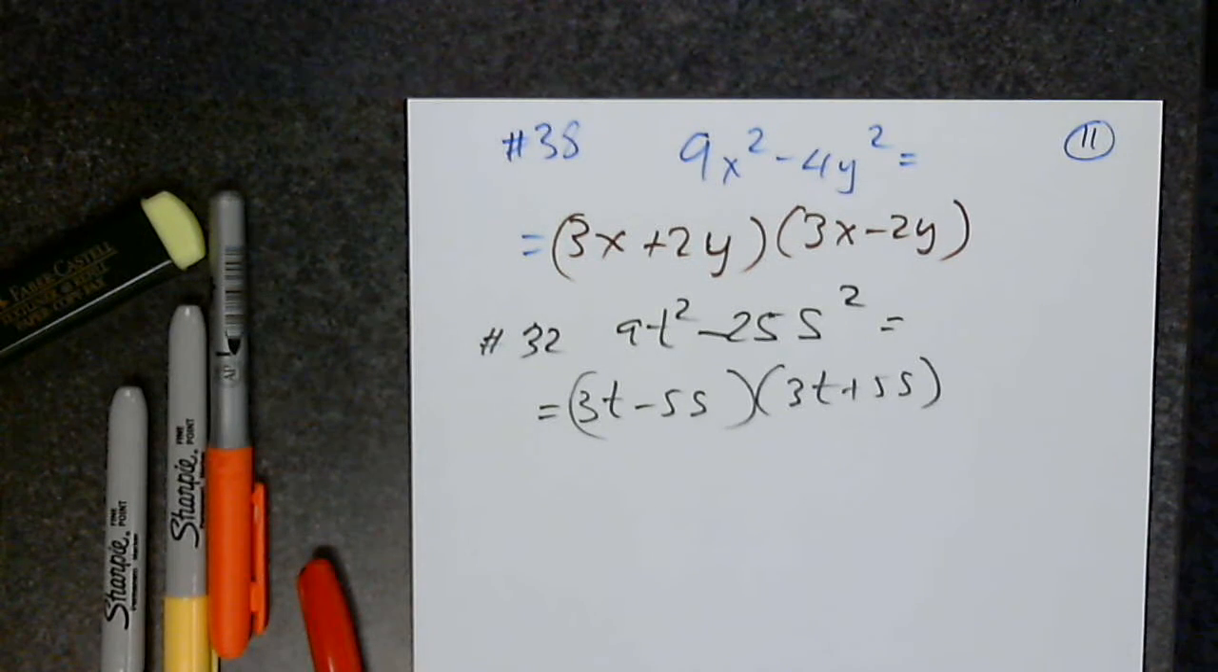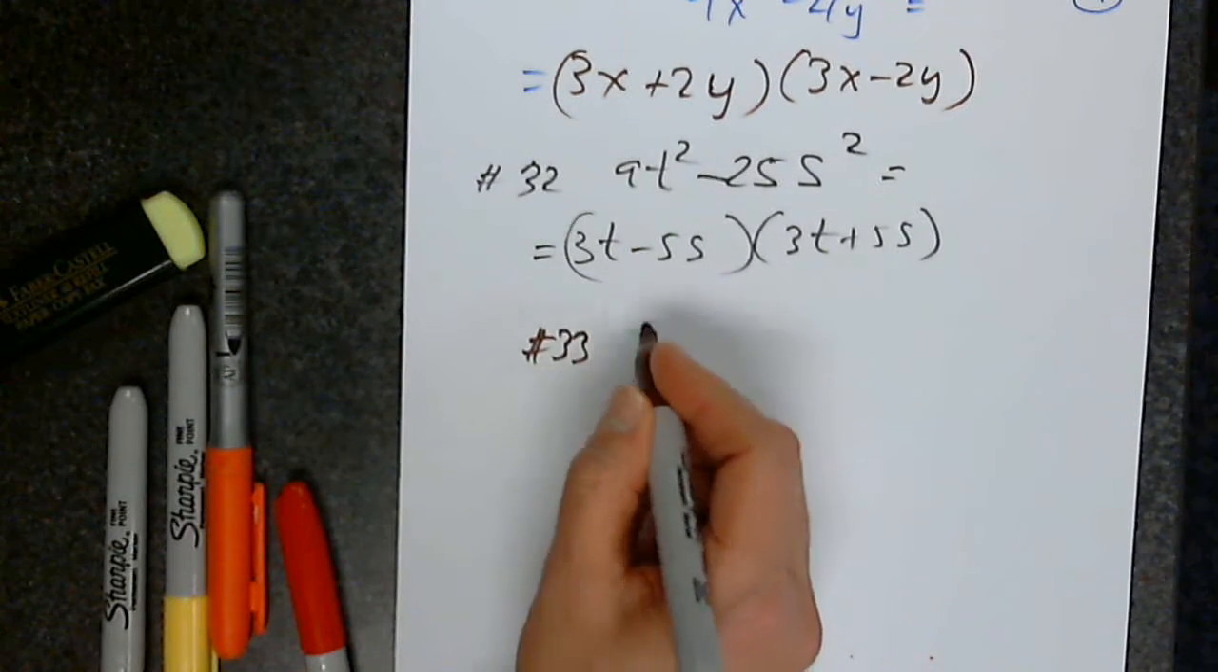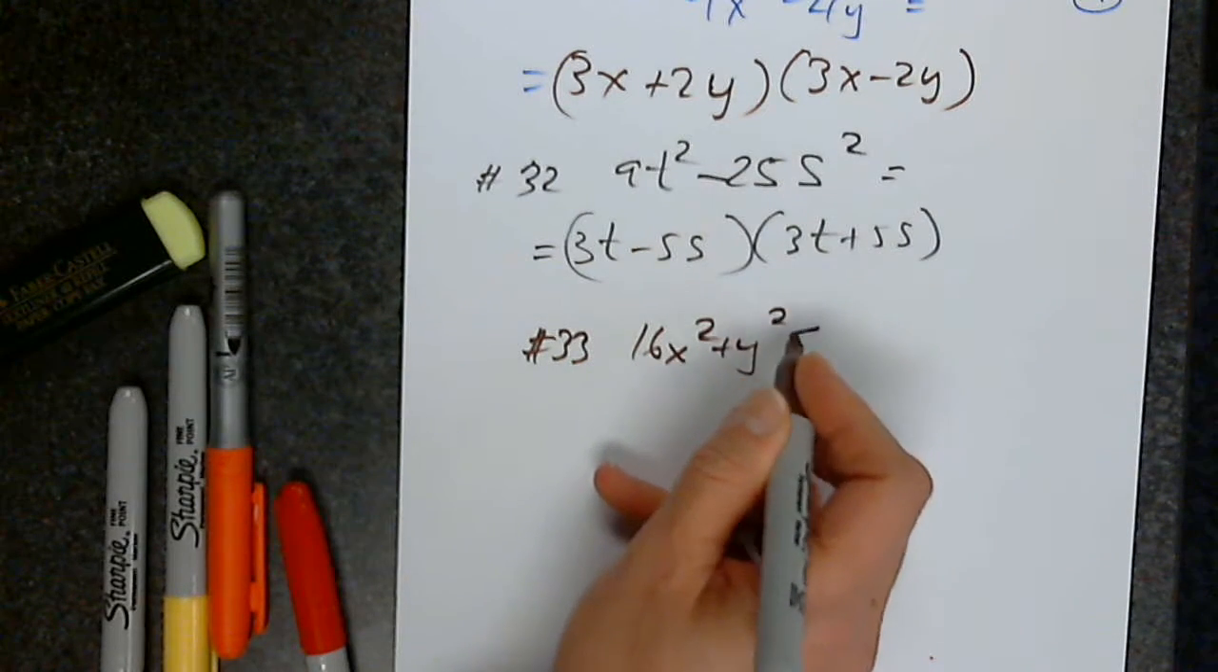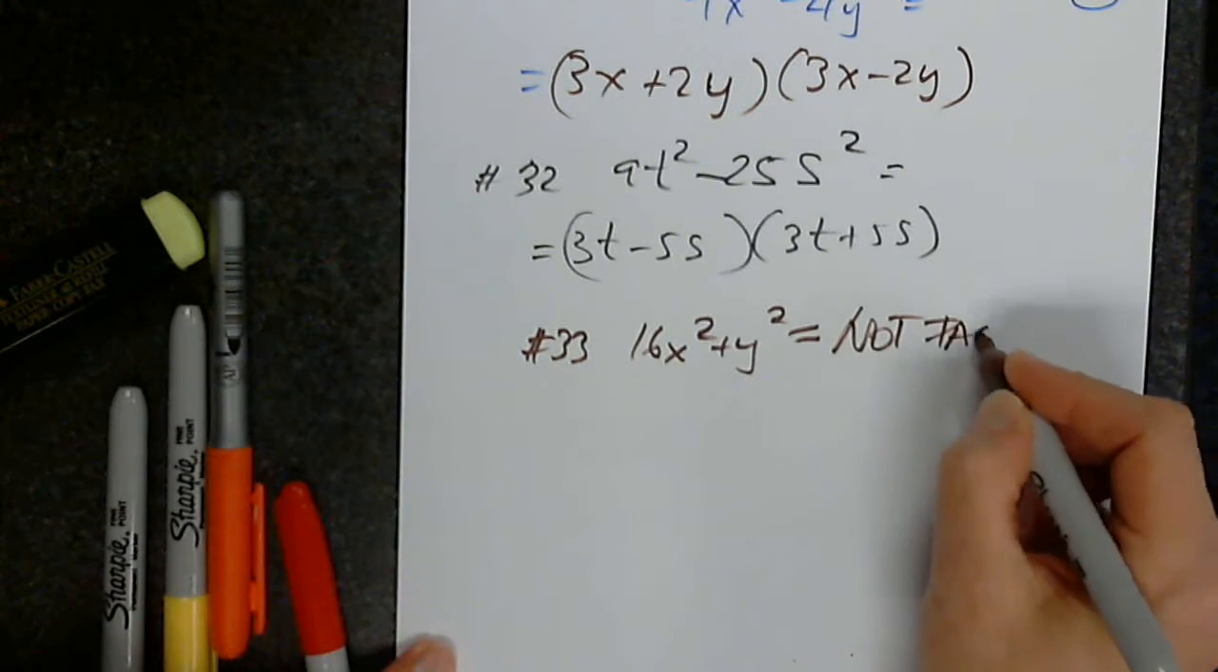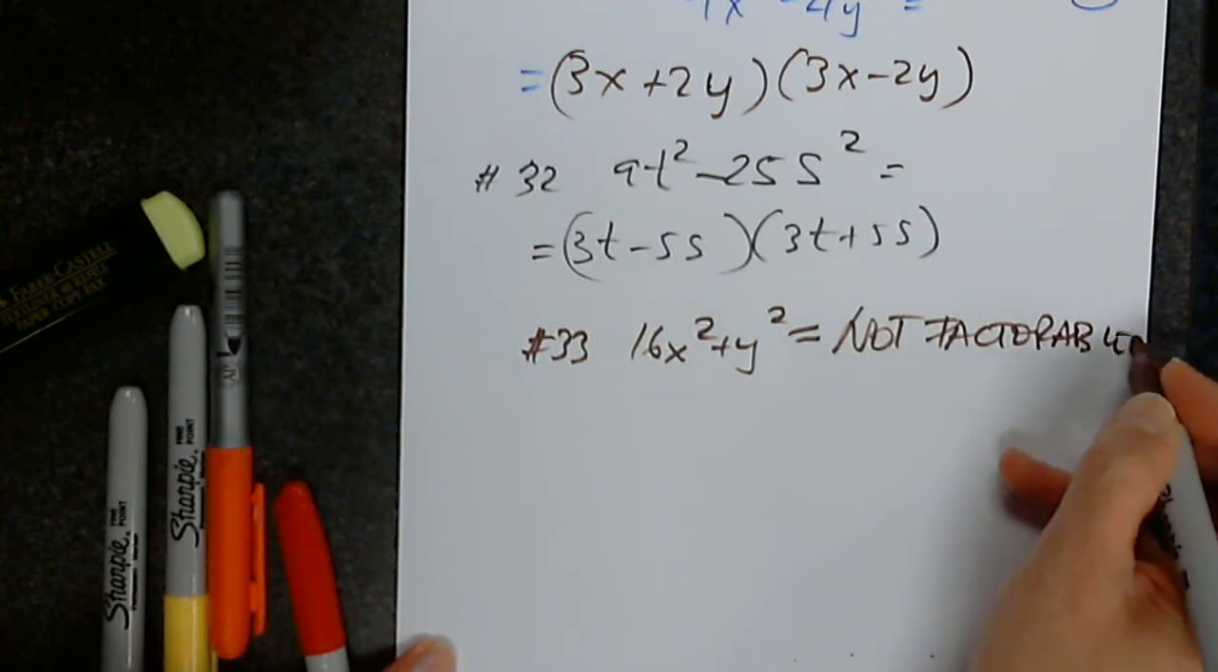Anything else? Can you try 33? Which one? 33. Very good. It's 16x squared plus y squared. That'd be 4x minus... It's not factorable. Very good. It's the sum of squares. Very good.